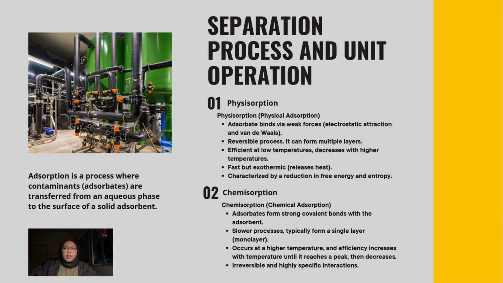It can form multiple layers, is efficient at low temperatures, and decreases with higher temperatures. It is fast and exothermic, it releases heat, characterized by reduction in the free energy and entropy. The second one is chemisorption, which is short for chemical adsorption. The adsorbate forms a strong covalent bond with the adsorbent. It is a slower process that typically forms a single layer, which is the monolayer. It occurs at a high temperature and efficiency increases with temperature until it reaches the peak, then decreases. It is irreversible and a highly specific interaction.